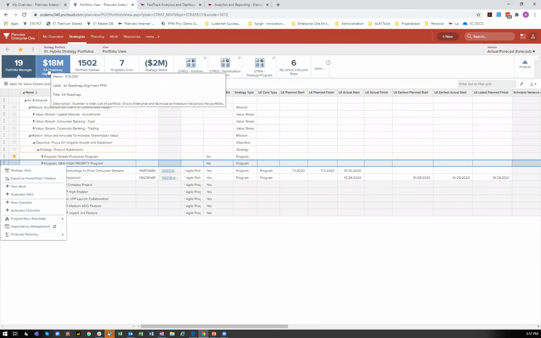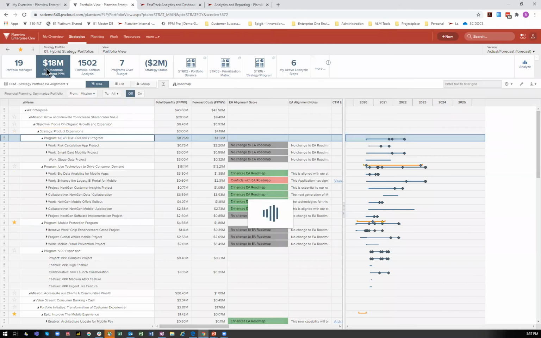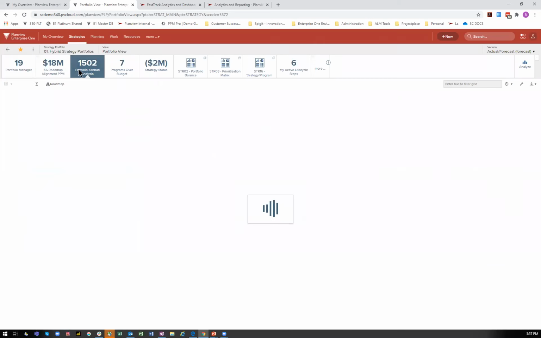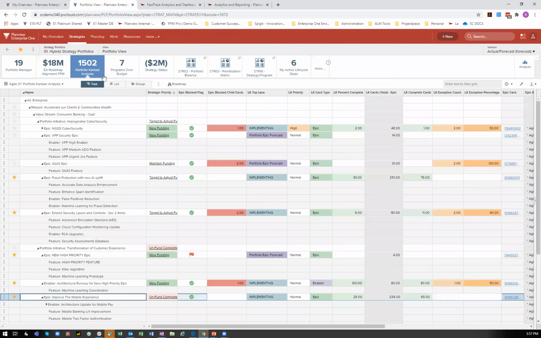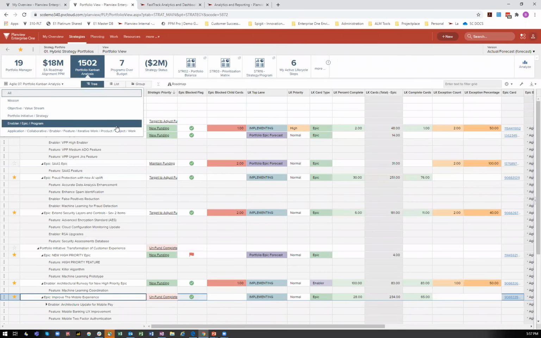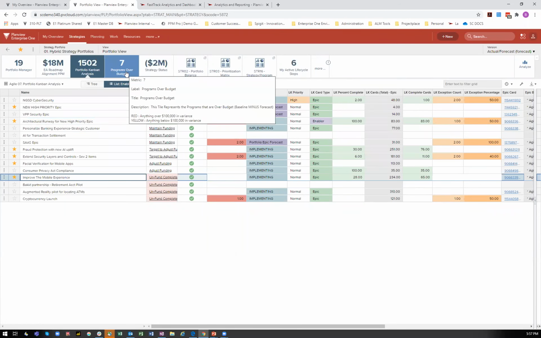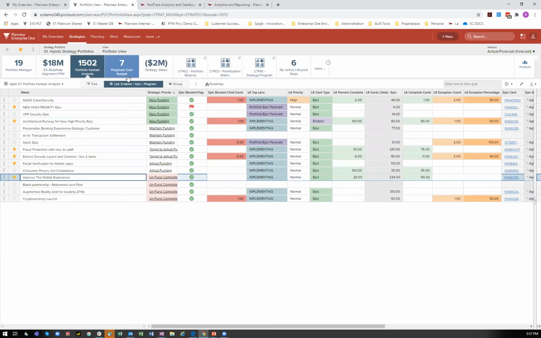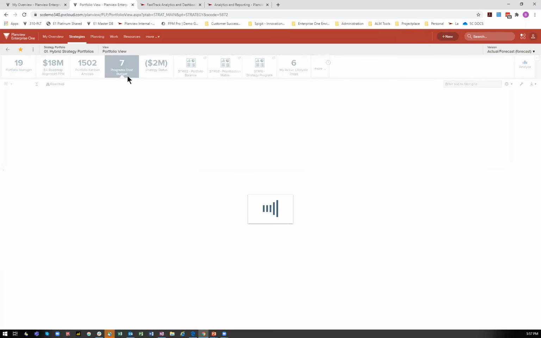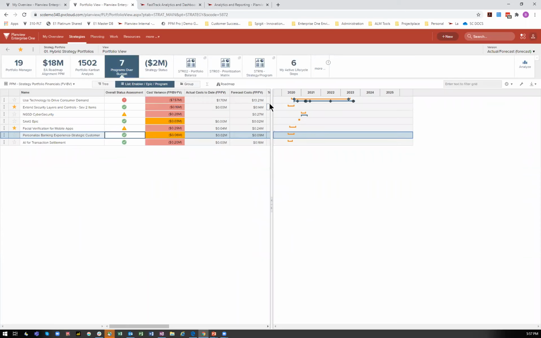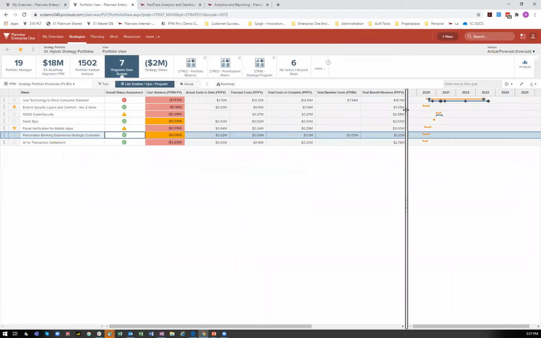Of our 19 investments, they're costing about $18 million. And I could see the enterprise architecture impact on that. The agile work is worth about 1500 points, right? So in one tile, I could see all the agile work that's going into the hybrid portfolio, and see areas of risk over it. Of my 19 investments, 7 are over budget, right? So these are the problem children, the big investments where we're running over budget as it stands. And then I've got about a $2 million variance overall across the entire portfolio.